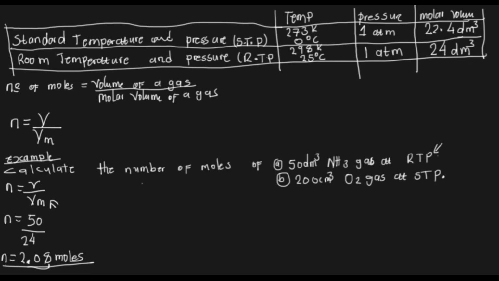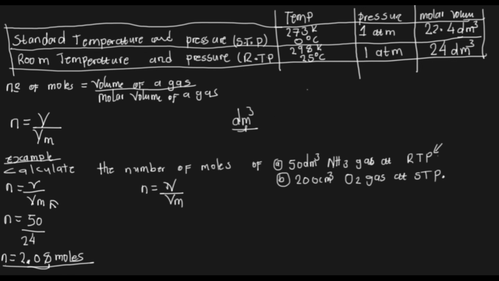Then let's also look at part B. So part B, number of moles is equal to volume over molar volume. Now let's look at the volume. This time the volume is given in cubic centimeters. So there is a need of converting from cubic centimeters to cubic decimeters. So remember that the volume must be in cubic decimeters whenever you are dealing with the molar volume. So now we are going to use the conversion factor.